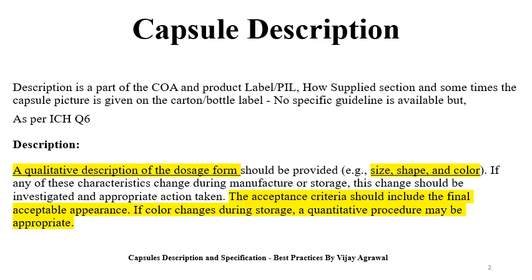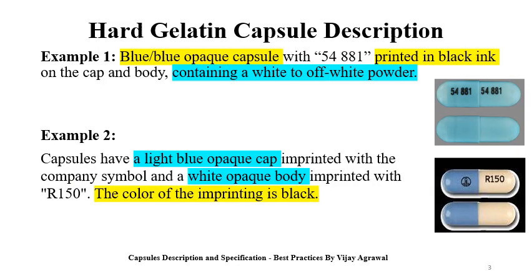That simply means whatever description you are providing should be maintained throughout the shelf life, and if there is any change in color, that should have a quantitative procedure, as it may be appropriate. Now let's start with the examples. These are very distinctive examples I have selected from publicly available information on the internet.